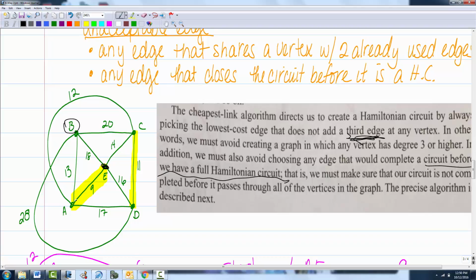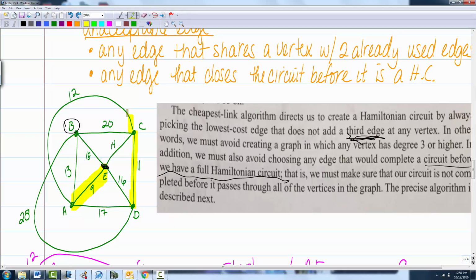Okay, so now what? What's the next one I choose? So what's the next smallest number? B to A, which is 13. Can I choose it? Yes or no? Yeah, because what's the degree of A right now? Wait, there's something smaller? Yeah, I did that first. I could never count.